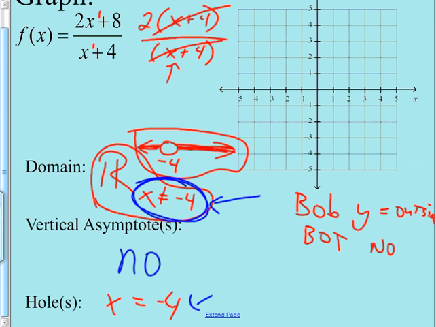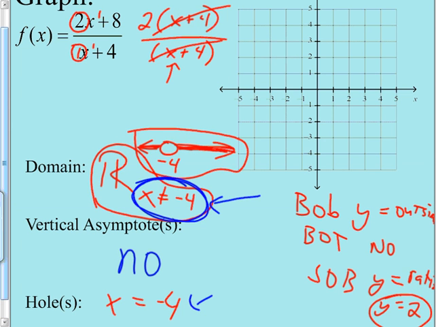Remember? Like robots, they're going to take over the world. Anyway, no bots. And then the last one is if it's a sob, which is this one, then they're the same on both, and they will make you sob because they're hard to remember. It's a ratio of the lead coefficients, 2 and 1. y equals 2 over 1, so y equals 2. I know the question never even asked that, but I just know you're going to need to know it.